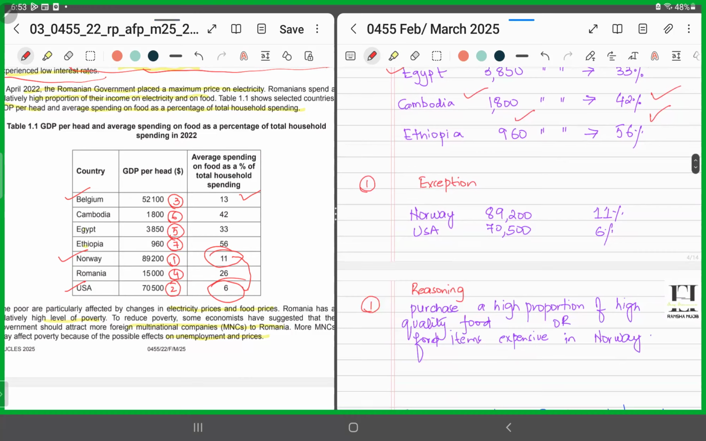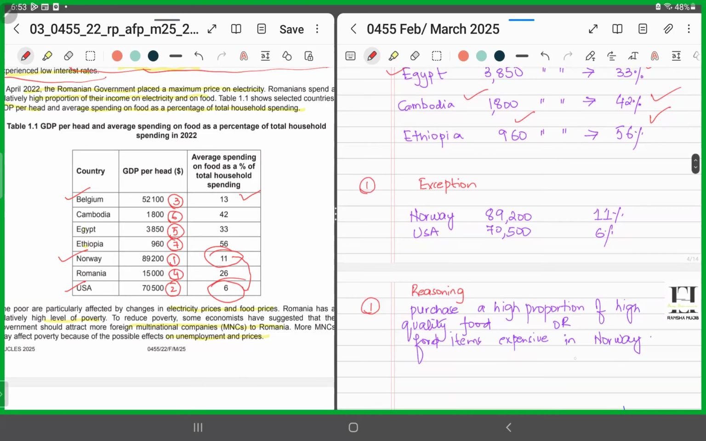This means, then you'll give a reasoning. You could say that food items are expensive in Norway, or you would say that Norwegians purchase a high proportion of high quality food. You give a reason. That's the only reason why, though Norway has the highest GDP per head, it is spending a larger proportion on food as compared to USA that follows after it. All right.